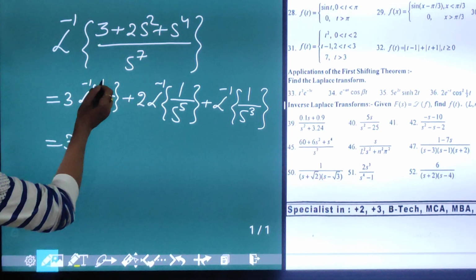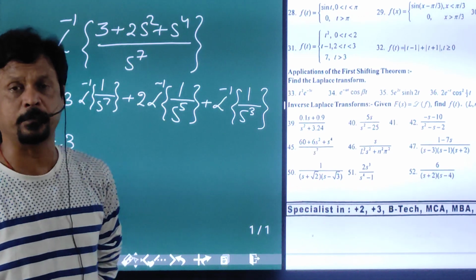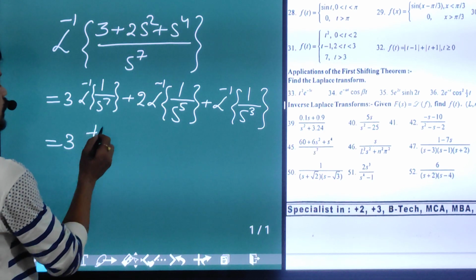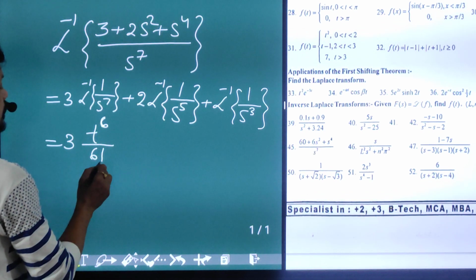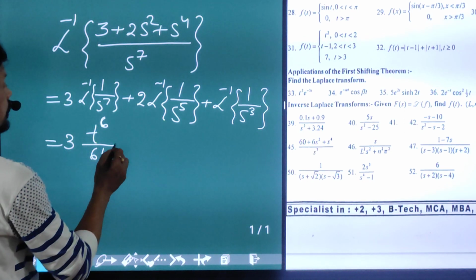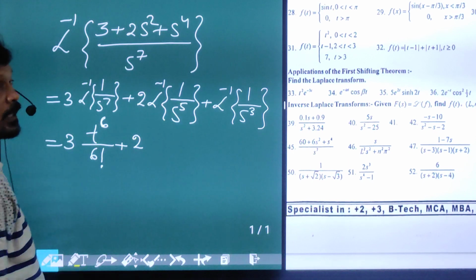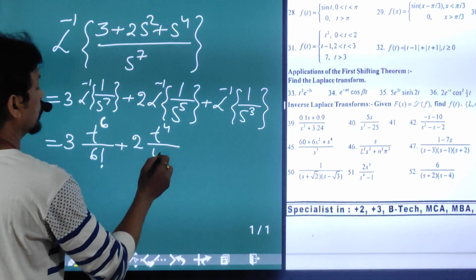Three, 1 by s to the power 7. For 1 by s to the power n, the inverse is t to the power n minus 1 by factorial of n minus 1. So here n is 7, so 7 minus 1: t to the power 6 by factorial of 6, plus 2. Here n is 5, so t to the power 4 by factorial of 4.